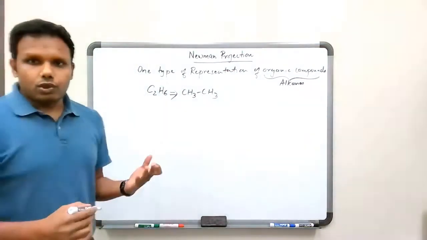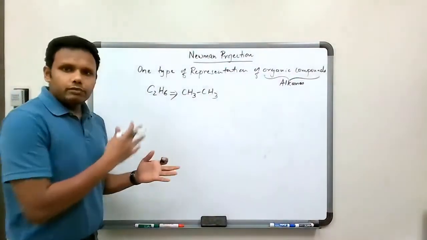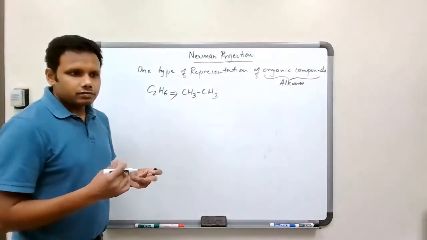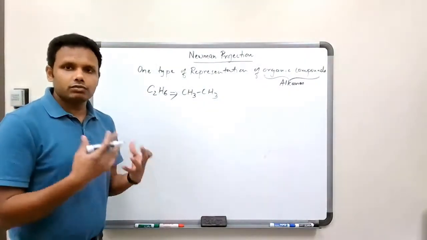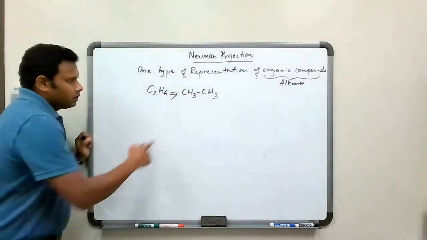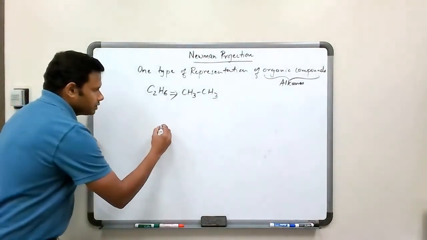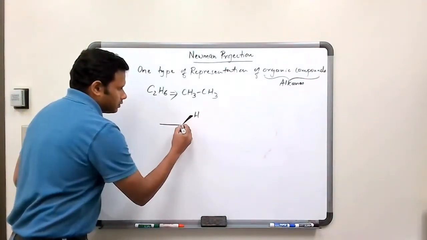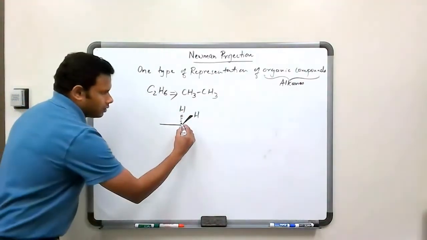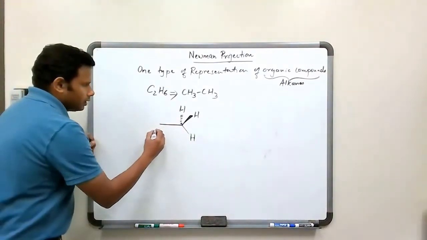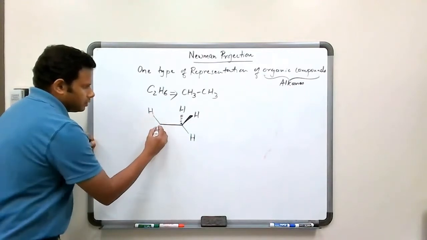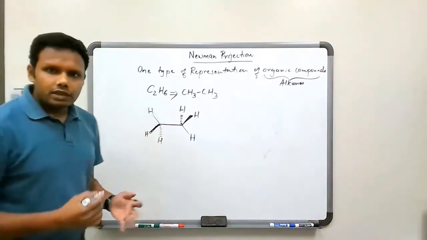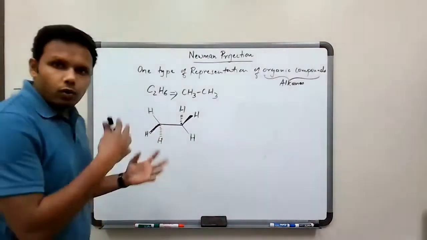Now, to start drawing a Newman projection, we need some three-dimensional information. We cannot do it on a condensed or structural formula like this. We need a Lewis structure, or if not a complete Lewis structure, a bond line structure with some three-dimensional information given to us. So for this ethane molecule, let's say we have 2 carbons, and then we have the 3 hydrogens on that carbon, and 3 hydrogens on this carbon.